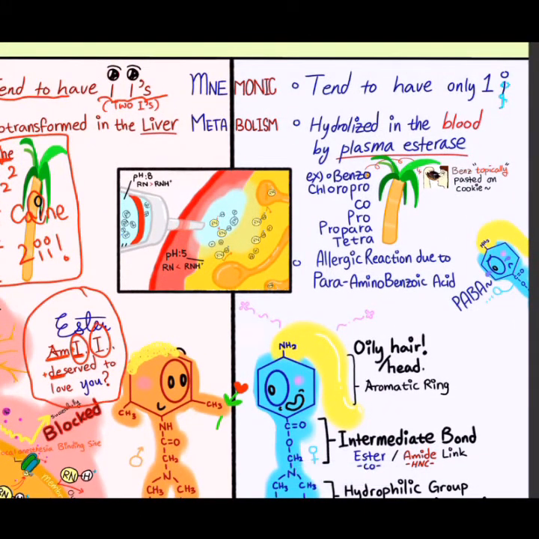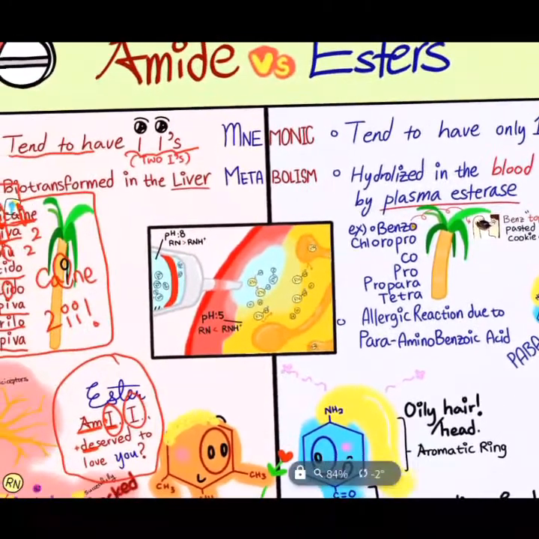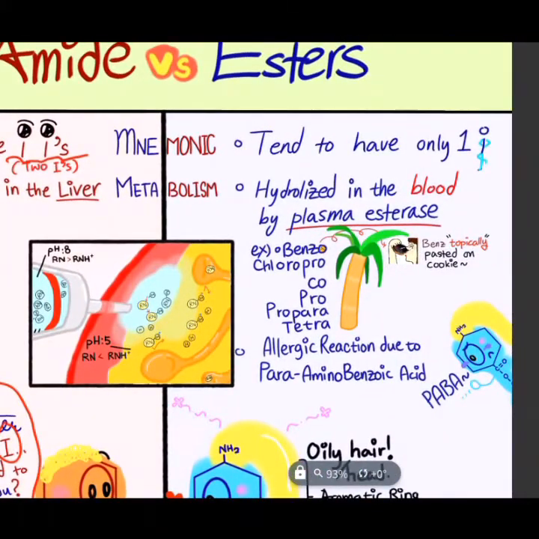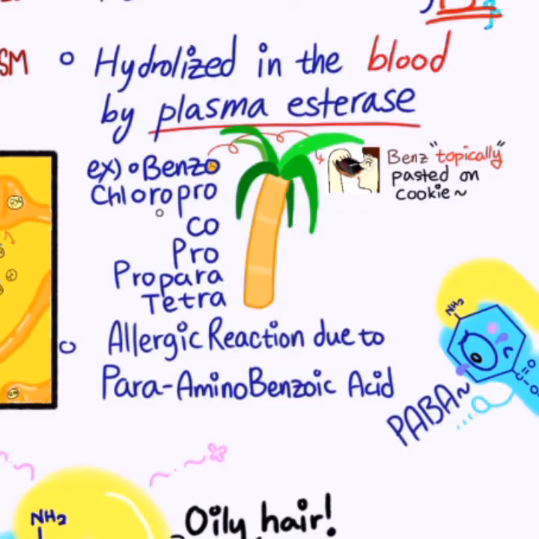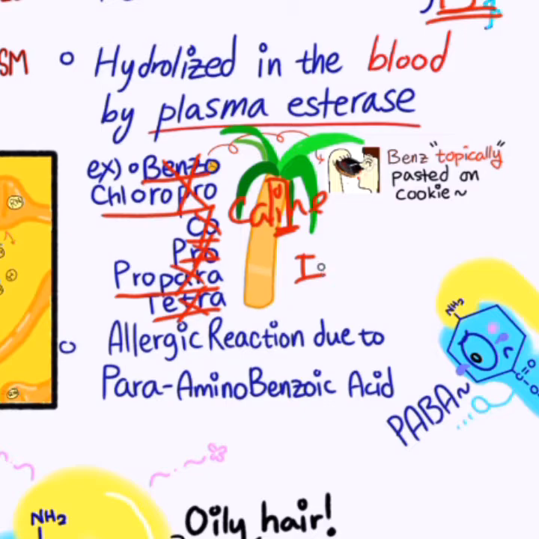Okay, let's take a look at ester. Ester tends to have only how many I's? One I. Okay, only one I. And let's take a look at examples. Benzocaine, right? Benzocaine only has one I. And chloroprocaine, we cannot find the I's here. Cocaine, procaine, proparacaine, tetracaine, they only have one I in their names, right?